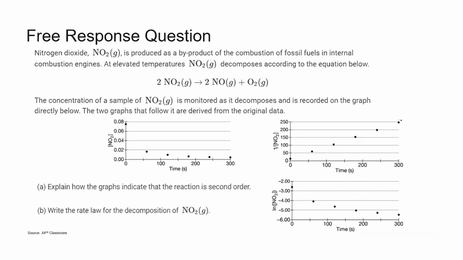So we have a concentration of NO2 for the y-axis. We have the inverse and the natural log. So it tells us that the reaction is second order. So how do we know that?